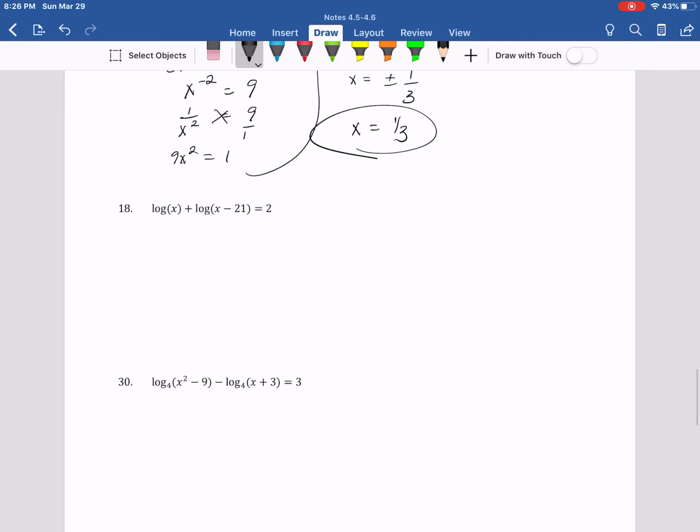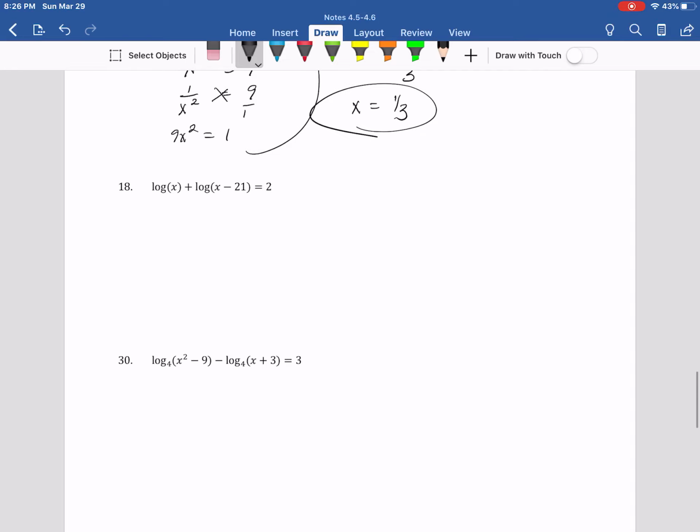For 18, we're going to use a property of logs that allows us to bring those two logs together that are on the left-hand side, right? So when we're adding two logs together, we have a property that says you can write that as a product, the log of the product of each component.